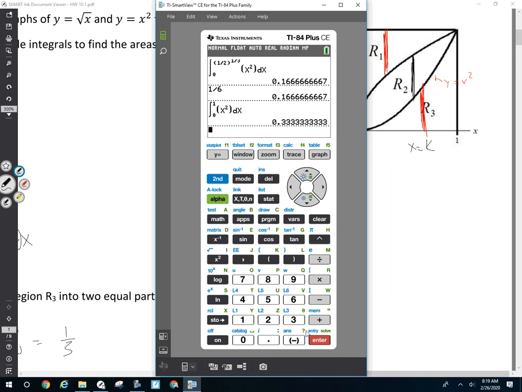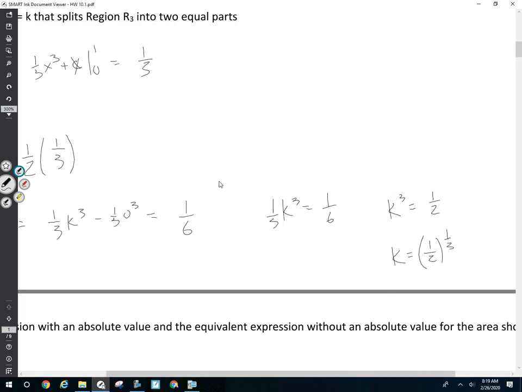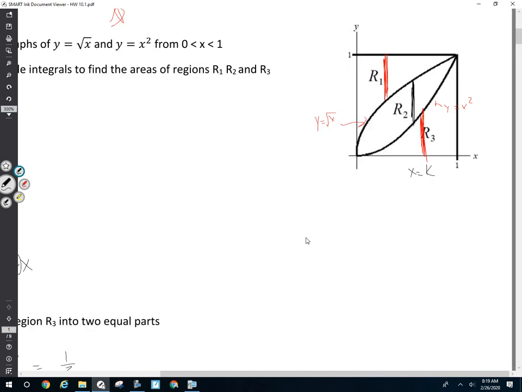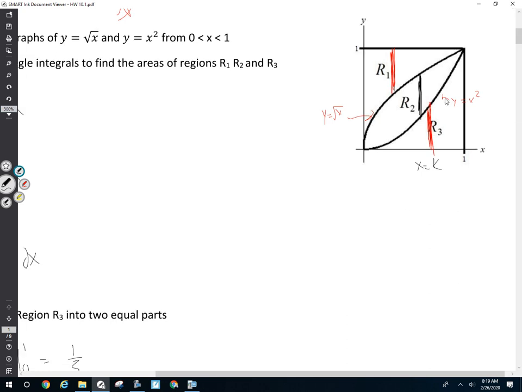Okay? So we were able to do that now. Like, the answer was not nice. You know, it's a weird answer, 1/2 to the 1/3, but that's correct. It's going to be a little bit bigger than a half, because you can visually see that you're not going to go halfway between to split this area equally.